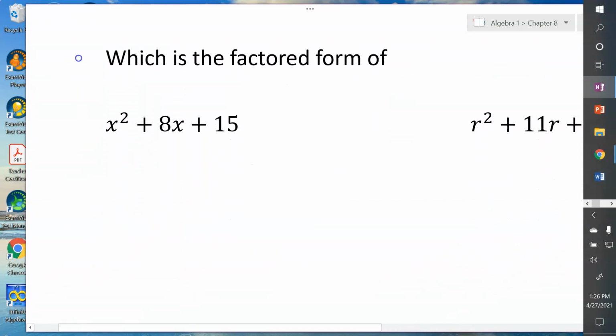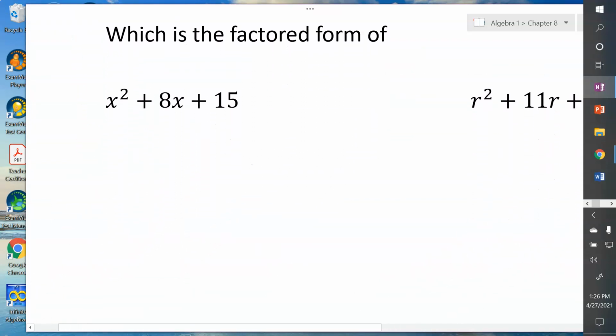The first thing we're going to do is we're going to find the factored form of x squared plus 8x plus 15. And just like before, that means I'm going to have two binomials. And I need to find these binomials that when we distribute or FOIL or box, we end up with x squared plus 8x plus 15.